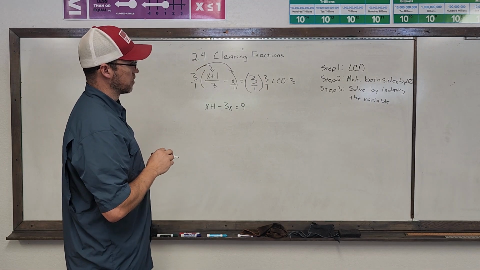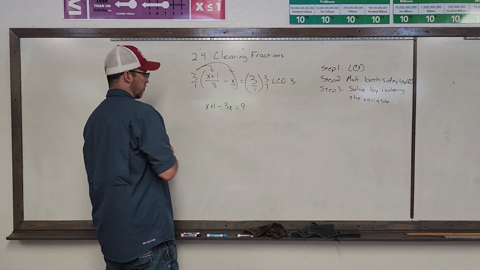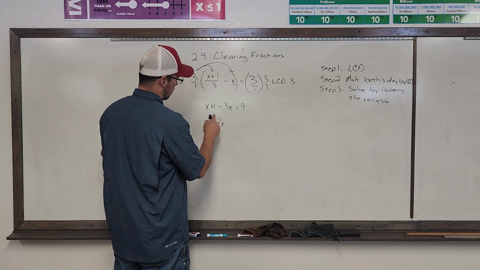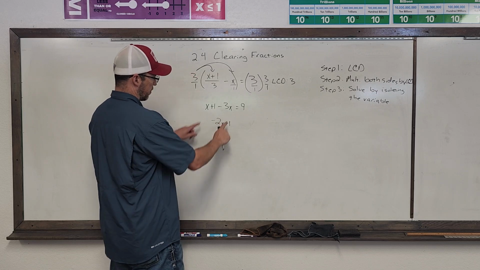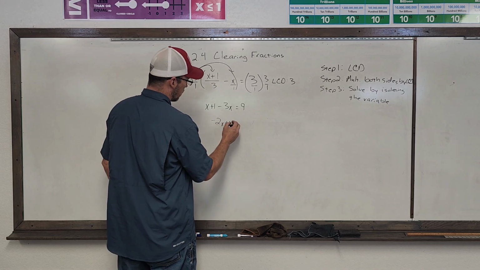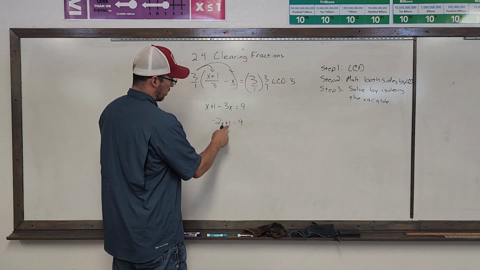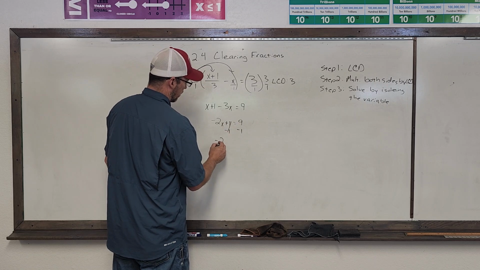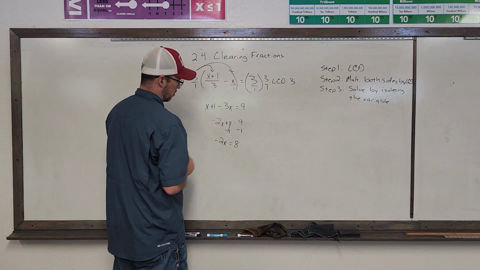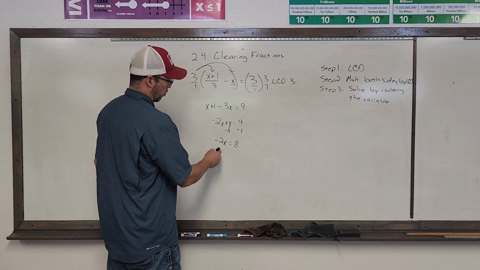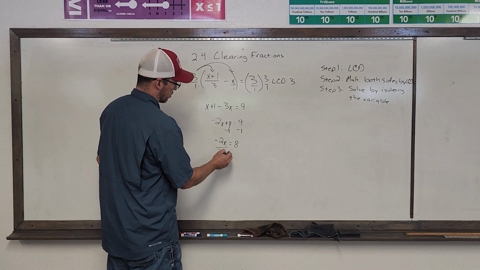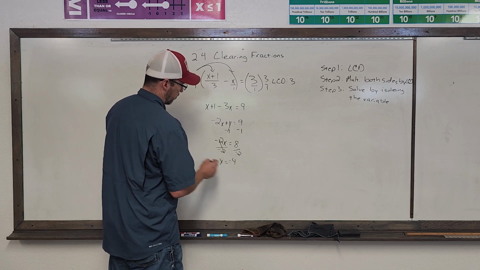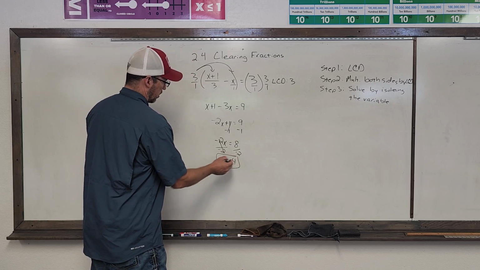So I multiply both sides by my LCD. Now I'm going to solve by isolating the variable. x minus 3x, that's going to be negative 2x plus 1. I combine my like terms, equals 9. Now I want to get rid of my constant. Subtract 1 from both sides. Negative 2x equals 8. Get rid of that negative 2. It was being multiplied. The opposite of multiplication is division. So I get x equals negative 4, and I'm done.